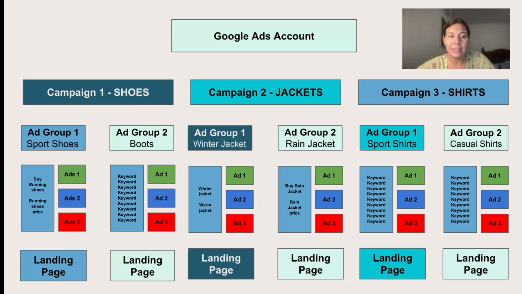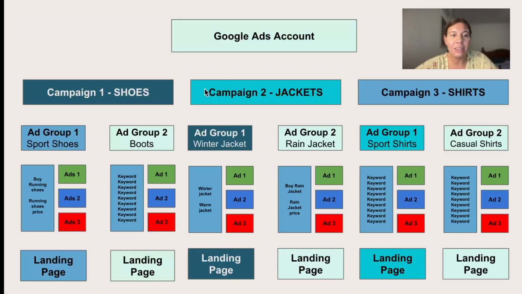You can separate the campaigns into your different products. So for example, campaign 1 is shoes, campaign 2 is jackets, and campaign 3 will be shirts. So basically, one campaign is one main goal.